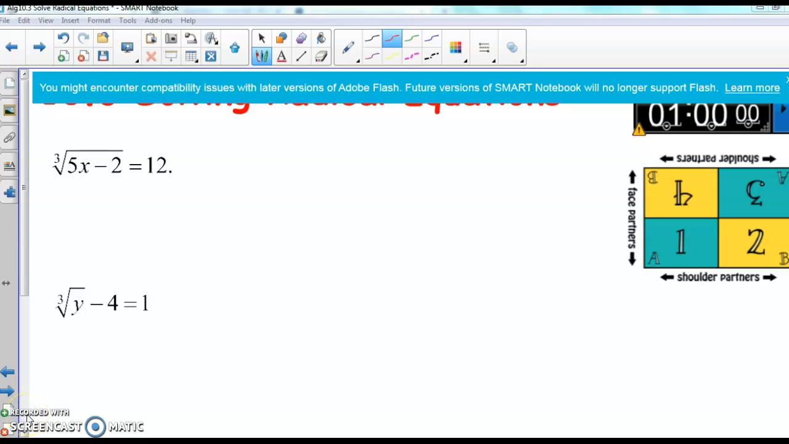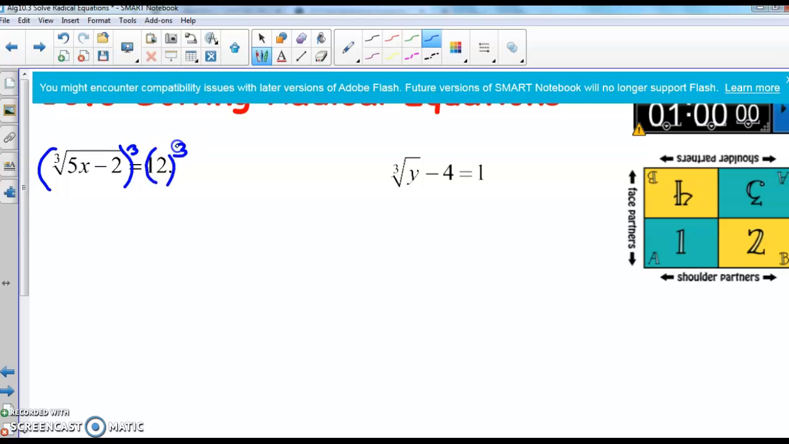Now, does it also work for cube roots? Well, let's see. Okay, so how do I remove the index 3? What we're going to do is raise both sides to the power 3. So you cube both sides of the equation. That will cancel the index and the exponent. So 5x take away 2 is equal to 1728. So double check that.